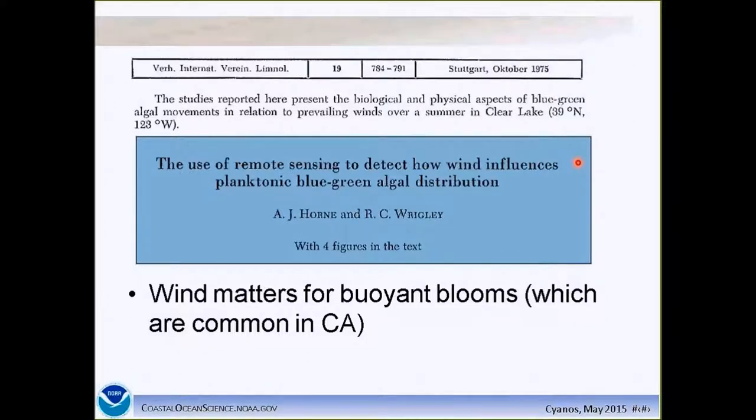And one of the things they found is that the wind caused mixing of the blooms, so you get the scum coming in and out. One of the early work determining that actually took place in Clear Lake. And I have an example later. I think the first paper of remote sensing with infrared data was actually infrared film over Clear Lake in the early 70s. So an interesting bit, but they observed that.